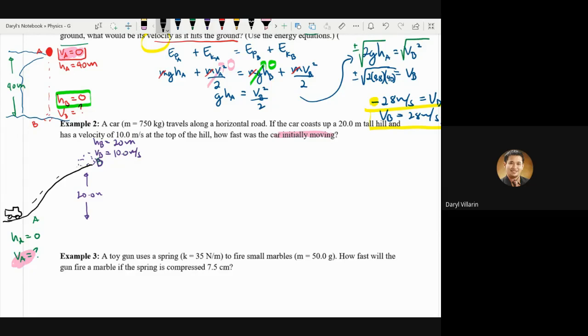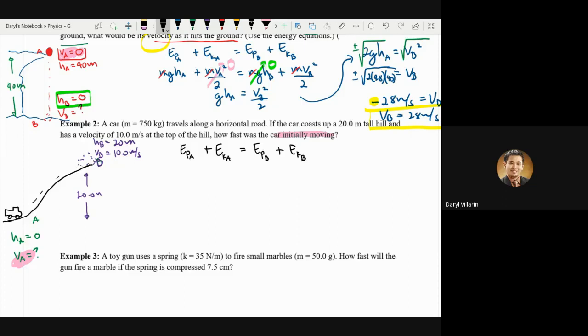So again, two energies would be at A, and that would be potential and kinetic. So E sub PA and this is E sub KA. And then this should be potential at B plus the kinetic at B. So again, there's no friction here. That's why there's no friction component in the total energy computation.